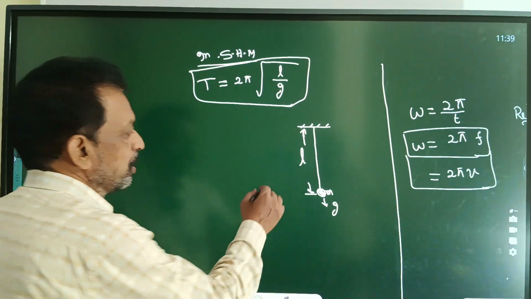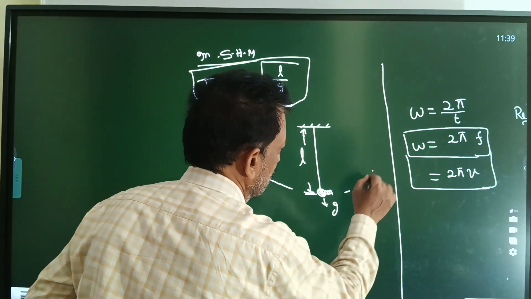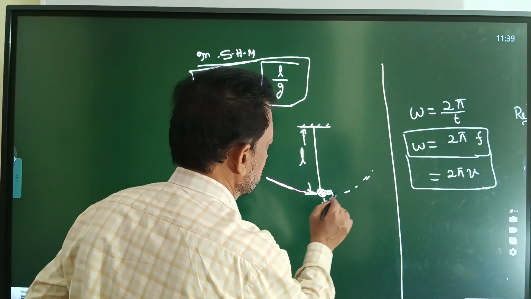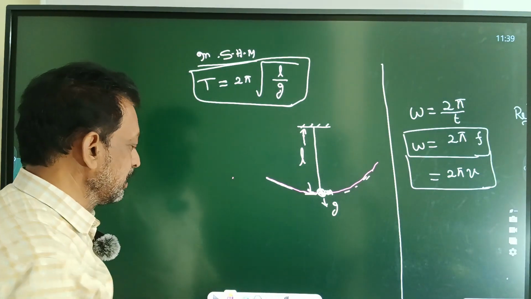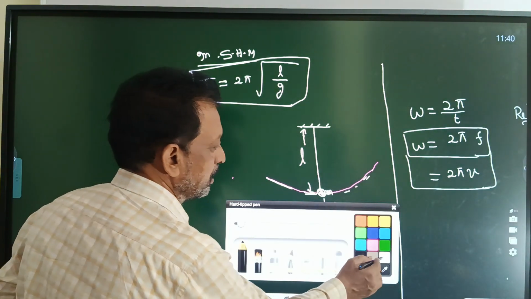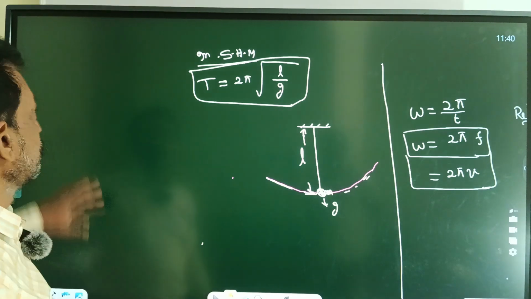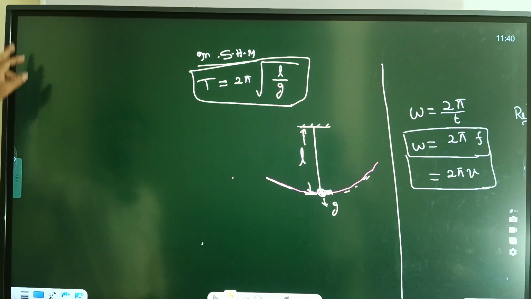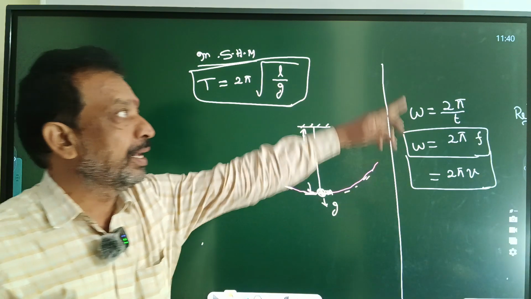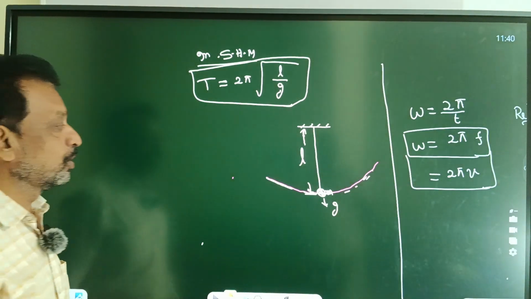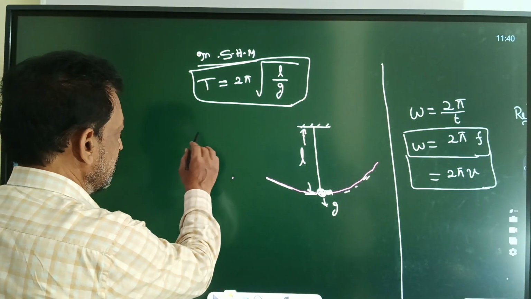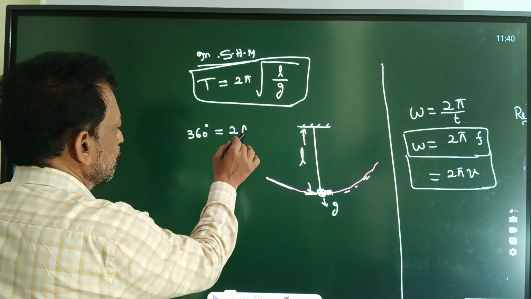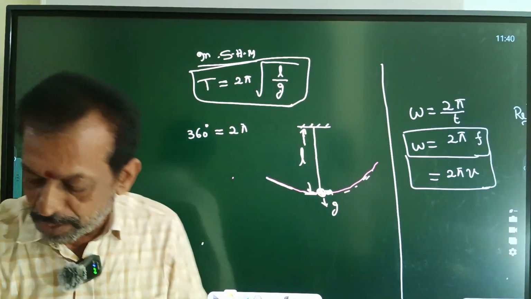But where is the simple pendulum oscillating? It is oscillating in a plane. The sum of the angles in a plane is 2 pi radian. This is the xy plane. Take the board: x axis, y axis, 90, 90, 90, 90. So how many degrees? 360 degrees. 360 degrees is nothing but 2 pi radians.